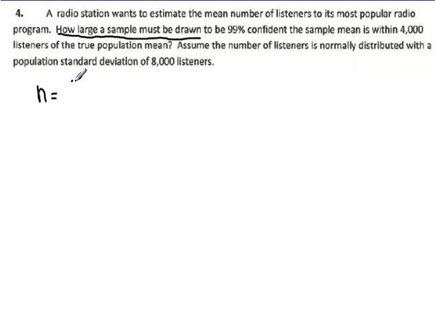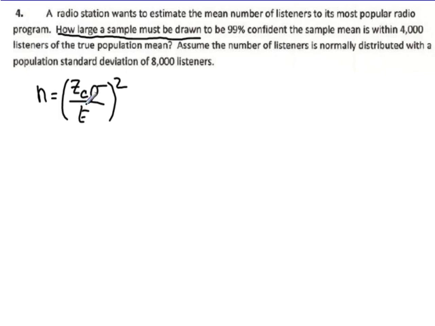N equals (Zc sigma over E) quantity squared, all to the second power. So we'll need to know some things here. We'll need a confidence level, we'll need to know the population standard deviation, and we'll also need an error, so we'll have to be given error in this problem.